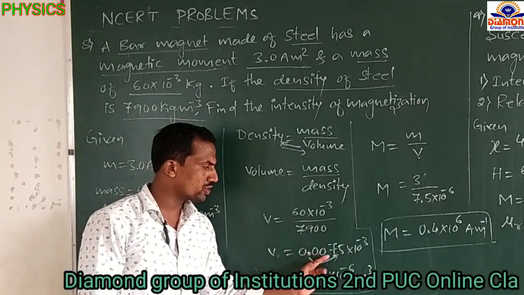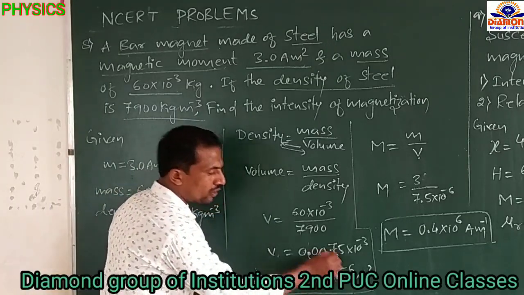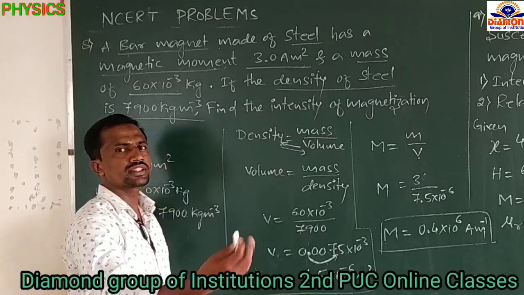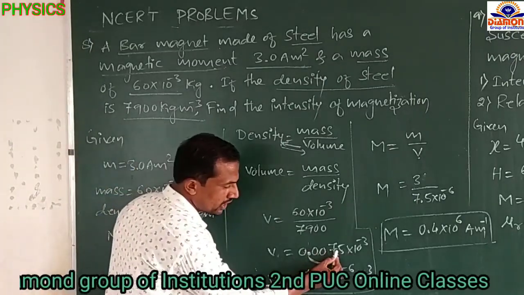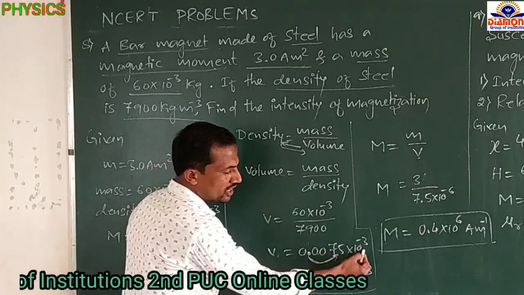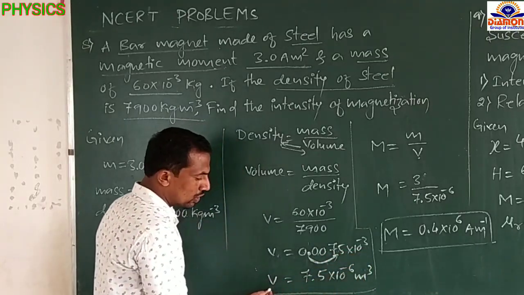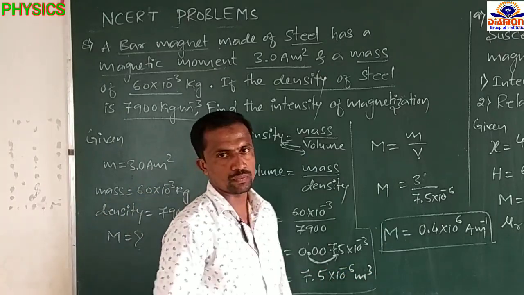0.0075. If we are shifting this point to the forward side, the negative power increases. How many digits we are shifting, that much the negative power increases. Then 1, 2, 3 means minus 3. This is already minus 3. Minus 3 means 10 to the power of minus 6. Volume V equals 7.5 into 10 to the power of minus 6 meter cube.